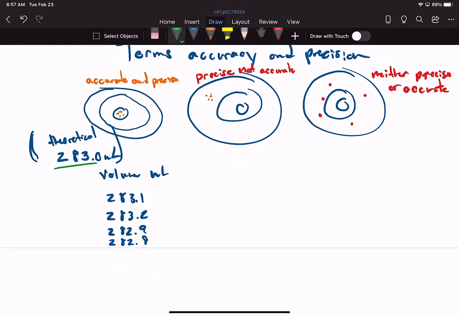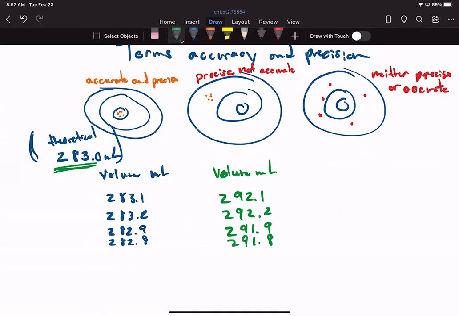Well, as far as precise but not accurate, we could think of these in terms of measurements. Let's say we're at 292.1, 292.2, 291.9, 291.8. I'm precise. My measurements are really close together, but I'm just not accurate. I'm not at the 283.0 milliliters.